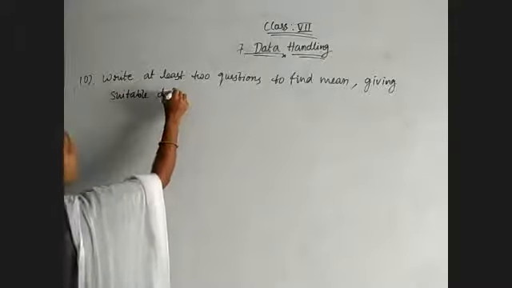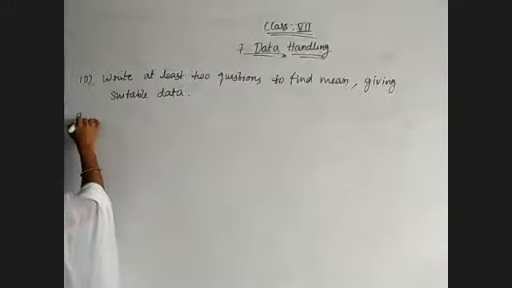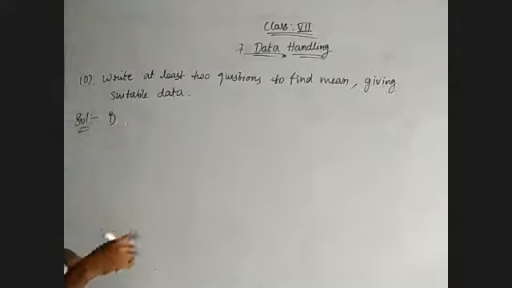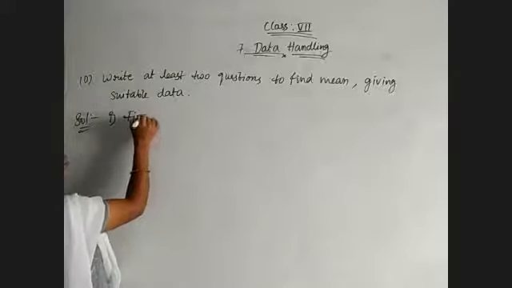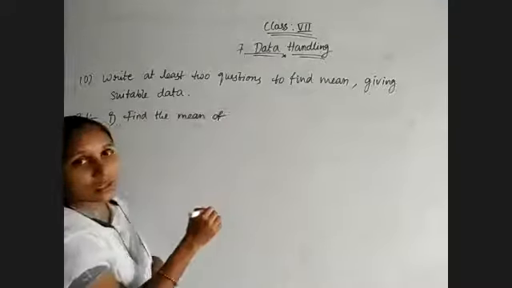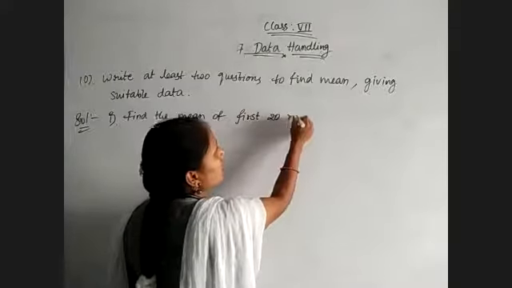So here we have to give the data. We just need to write the questions, but we will see the answers also for the mean. So just observe this. My first question: at least 2 questions means 2 or more than 2 we have to give. Just yesterday we have seen find the mean of the first 10 natural numbers. So I am giving now the first 20 natural numbers.